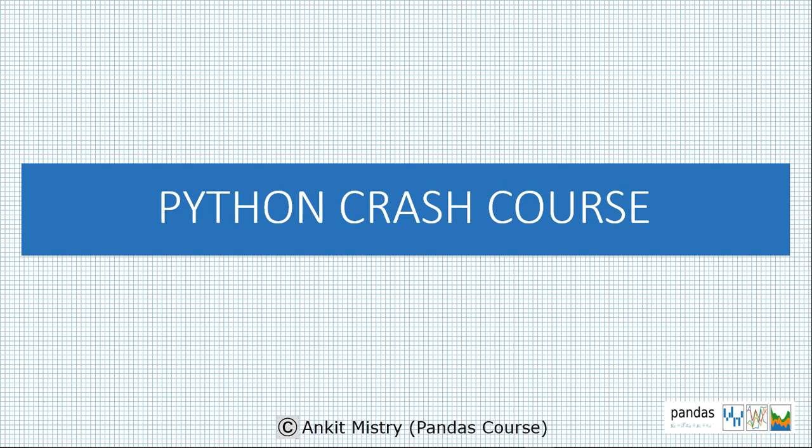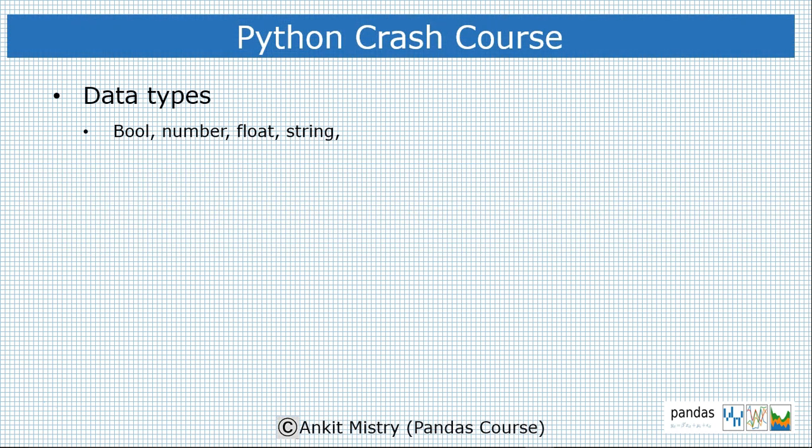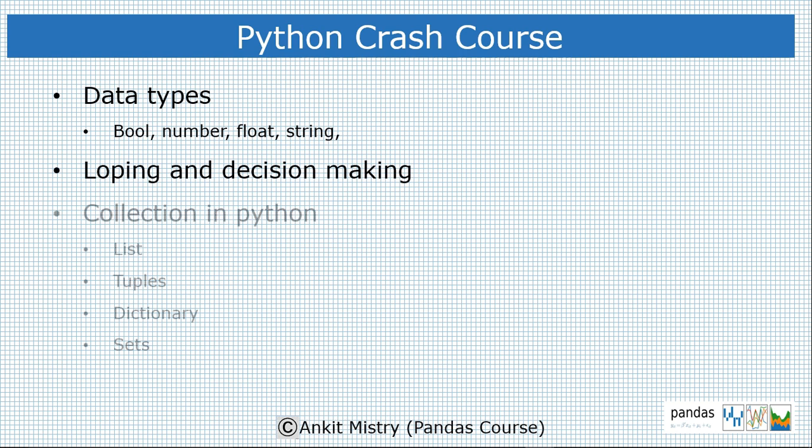Okay, so let's begin with what we are going to cover in this section. First, we'll start with a very basic assignment and basic data types available in Python, like a boolean or a number, float or a string. Then we'll see the looping mechanism and decision making available in Python.